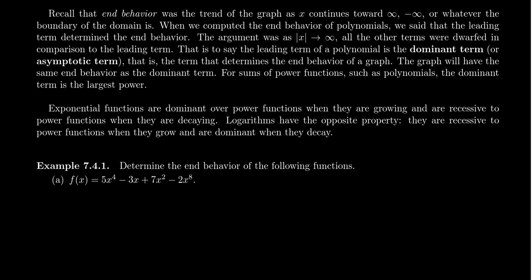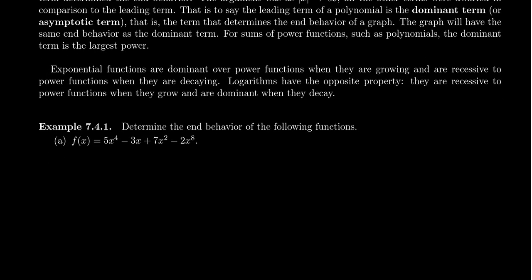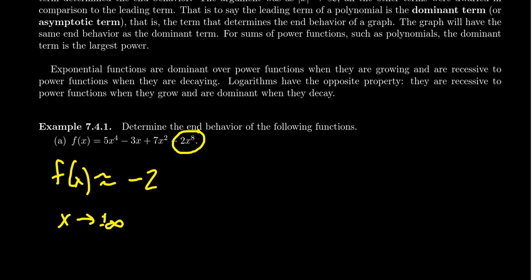For which you can see an example of that on the screen right now. I want to point this out to you. So if you look at this function, f of x equals 5x to the fourth minus 3x plus 7x squared minus 2x to the eighth here. The dominant term is going to be the power function in this sum that has the highest degree, which of course is going to be this negative 2x to the eighth. So as x approaches plus or minus infinity, our function f of x here will be approximately the same thing as negative 2x to the eighth.